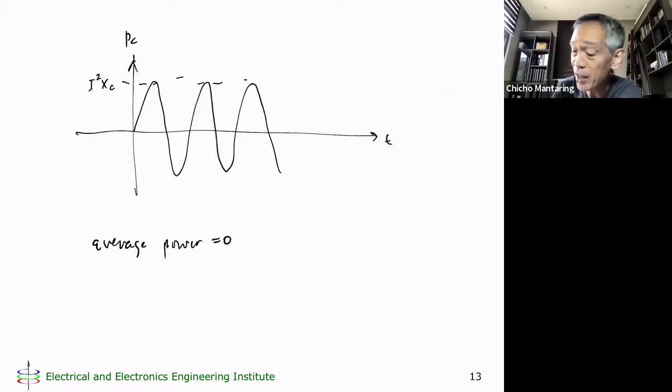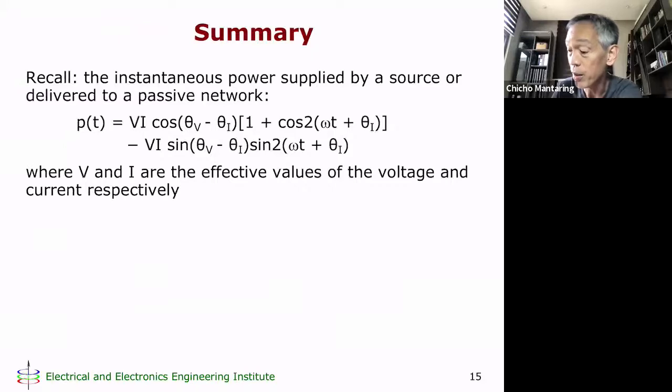The significance of this is the amplitude in which my instantaneous power goes up and goes down. Same thing with your I squared X sub L earlier. That's the amplitude in which your instantaneous power goes up and down. But again, the average is equal to 0.